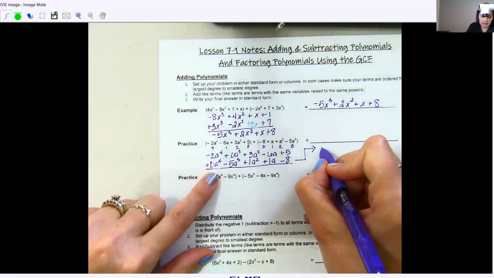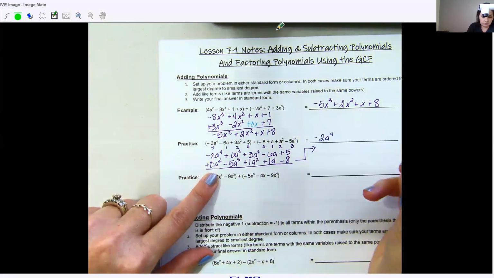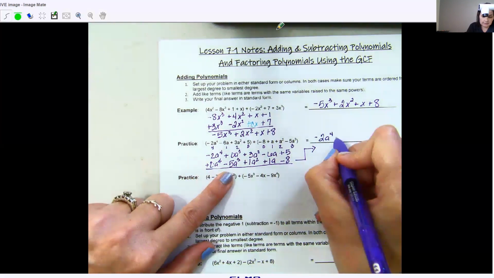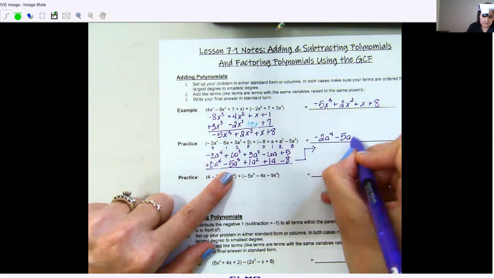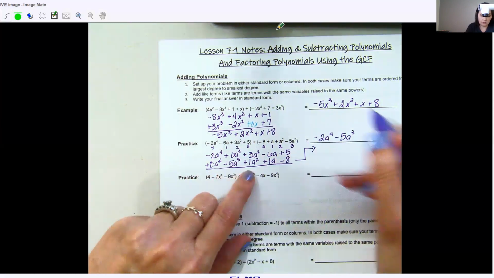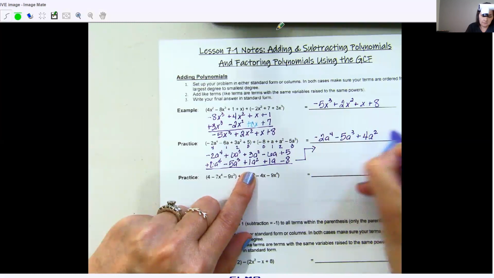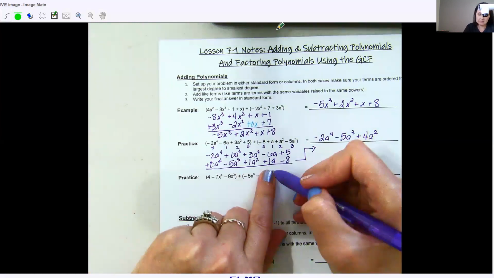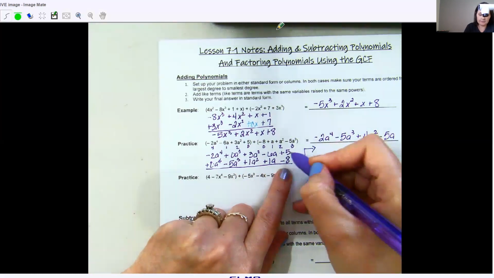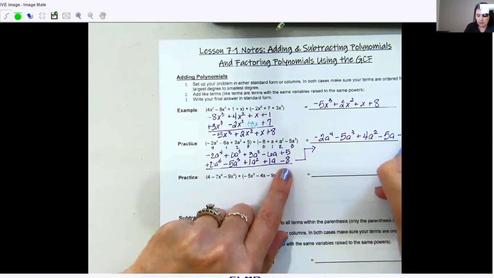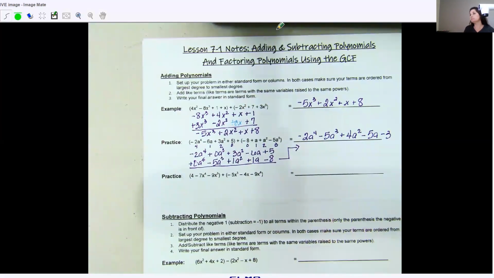So I have a negative 2a to the 4th, minus 0 minus 5 is a negative 5a to the 3rd power. 3 plus 1 is 4. Plus 4a squared. And then negative 6 plus 1 is a negative 5a. And then 5 minus 8 is a negative 3. Okay, and then that would be my final answer for that one.